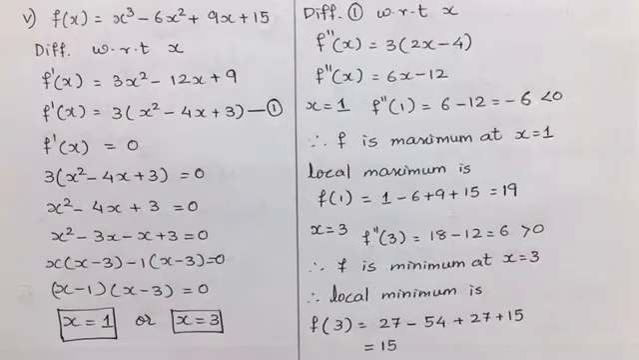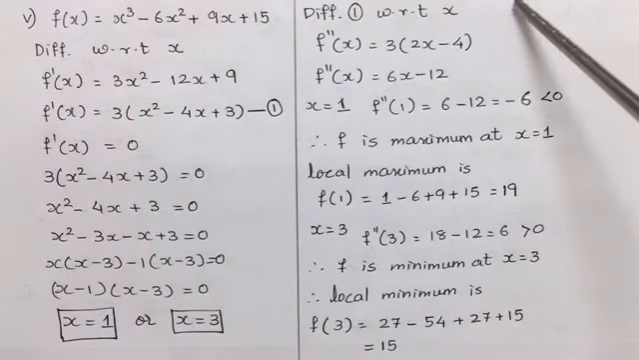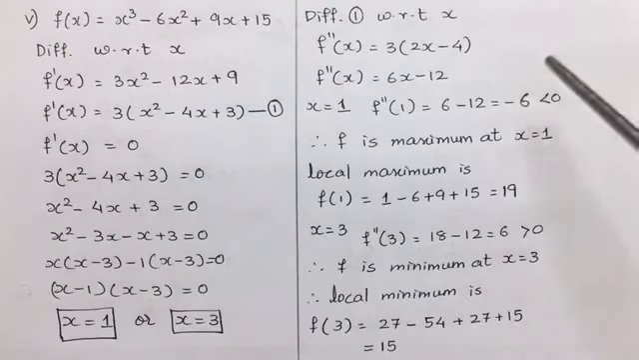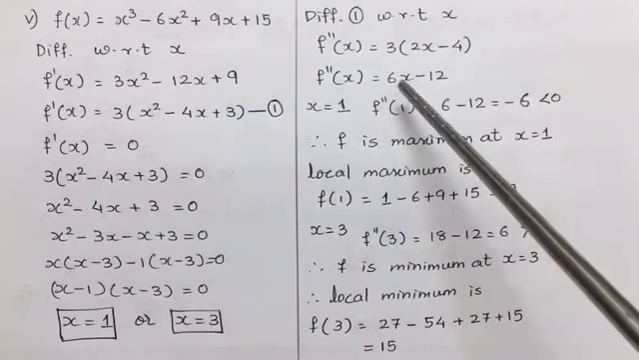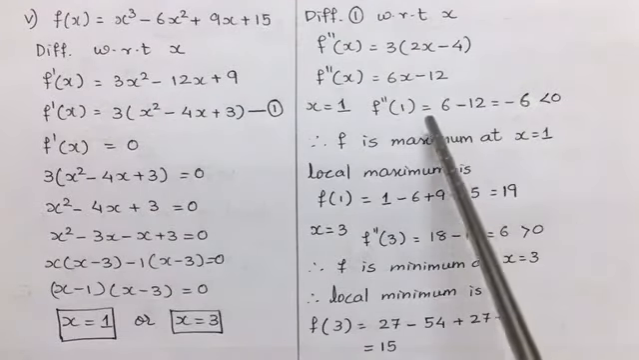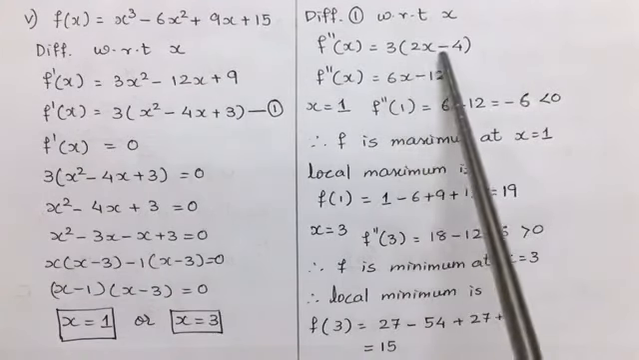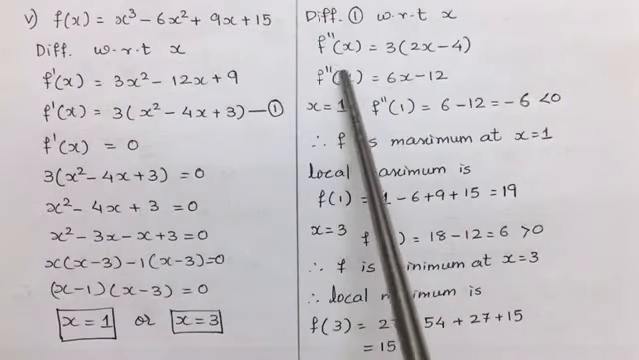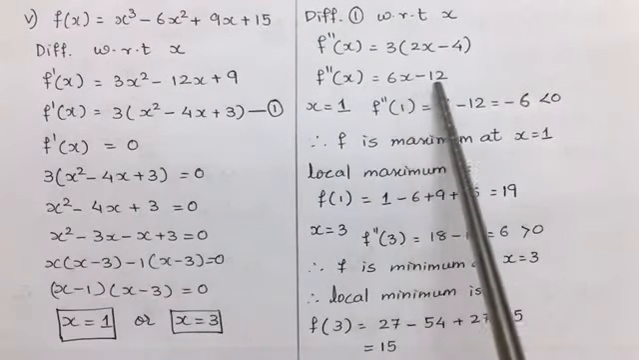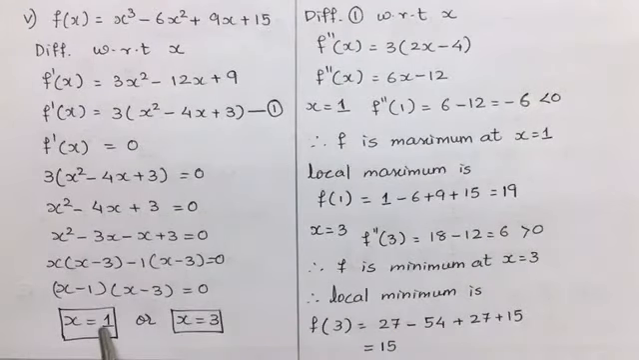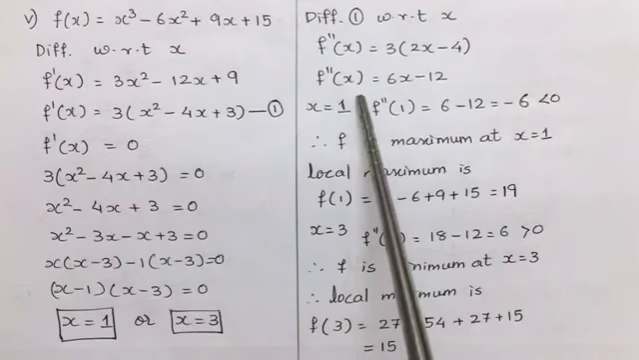Now to find out for which value of x it is maximum and minimum, we'll have to go for the second derivative. Differentiating 1 with respect to x, we get f double dash x is equal to 3 times (2x minus 4). Taking 3 inside the bracket and multiplying, we get f double dash x is equal to 6x minus 12.